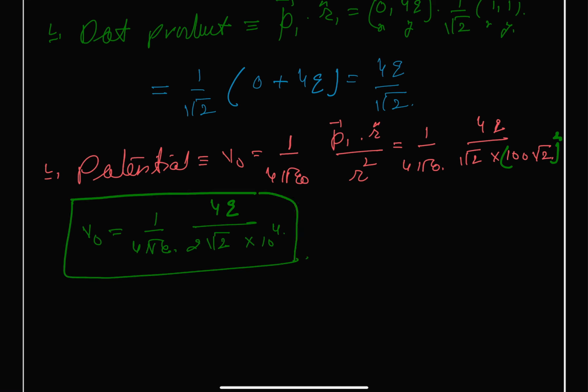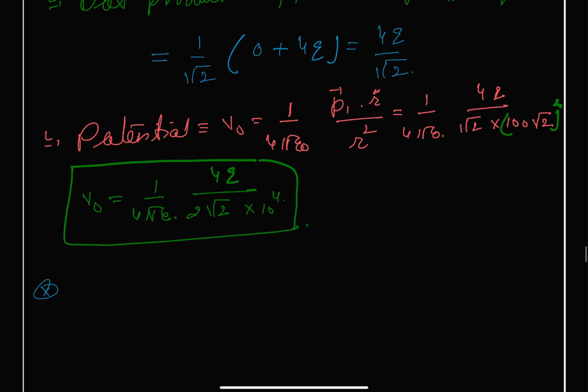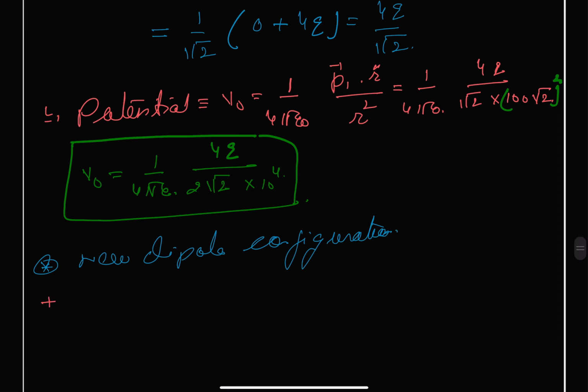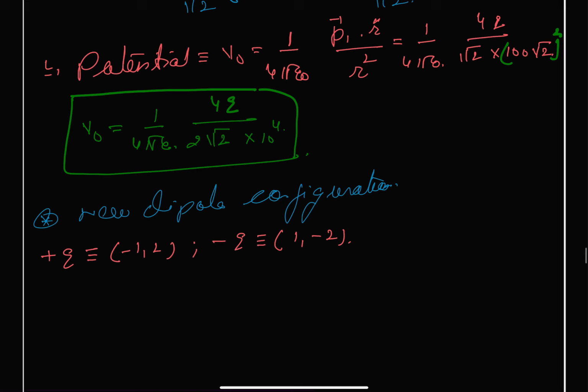Now we find out the new dipole configuration when the dipole is moved to another coordinate. So we can say new dipole configuration. Now we have our plus q at -1, 2, and we have minus q at 1, -2. And please remember, once again, everything is in millimeter.